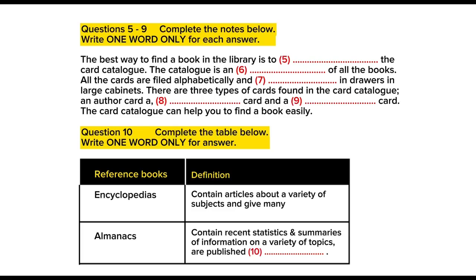The card catalogue is an index of all the books in the library. Information about a book is listed on cards. All the cards are filed alphabetically and stored in drawers in large cabinets. The card catalogue can help you locate a particular book, a book on a certain subject, or a book by a particular author. In the card catalogue, each book has 3 cards, an author card, a title card and a subject card. The author card is alphabetized under the author's name. The title card is filed alphabetically according to the title of the book. The subject card is filed alphabetically under the name of the subject of the book.